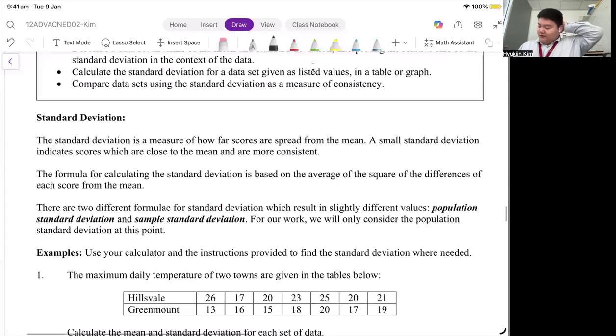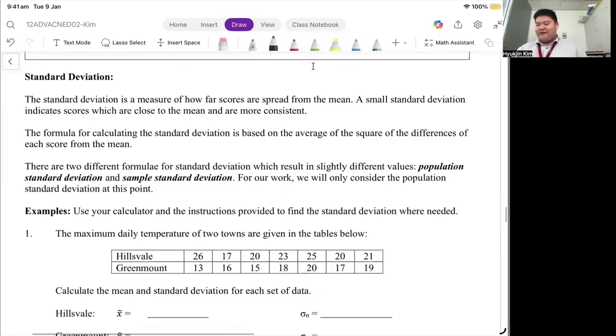Now, the formula for calculating the standard deviation is based on the average of the square of the differences of each score from the mean. I say all that, but I genuinely have never actually needed to do this in my life, and I got a band 6 and E4. You do not have to do this. You can just do your calc, which is slang for calculator, and you just go by your day.